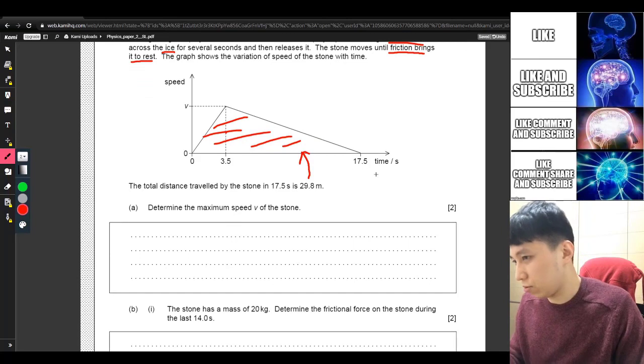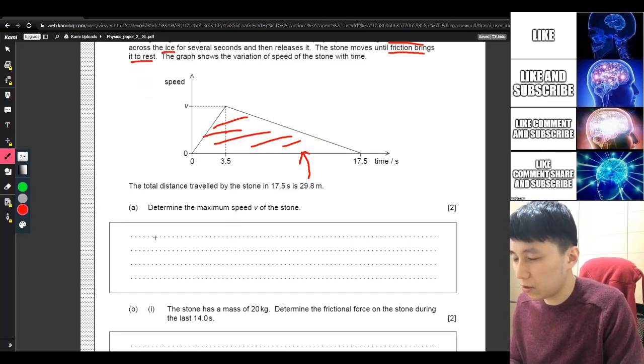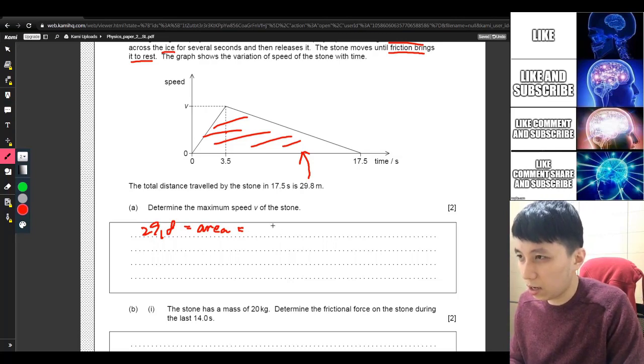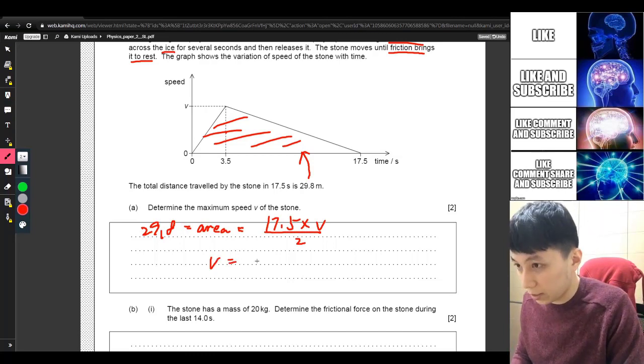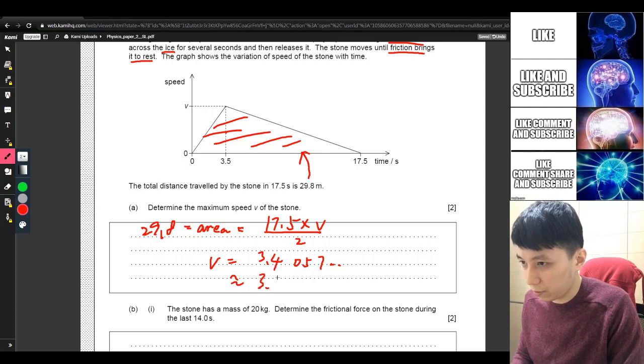Okay, asking you for the maximum speed, so obvious, yeah, very obvious. So what we got is 29.8 equals the area of this. So that should equal a triangle area, which is the base times the height, which is pi, divided by 2. Okay, so you can resolve it using, again, calculator. So we should get 3.4057. So I will round it to 3 sig fig, so 3.41 meter per second.